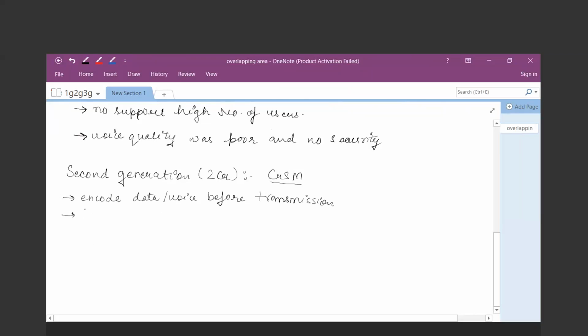Because the same frequency band can be used by multiple users at the same time, the quality of service is improved, because the call will not drop and the connectivity will be high as compared to the 1G system. So, improved quality of service as compared to 1G. Also, voice transmission, like in calling, is improved, and one more service is the SMS service.